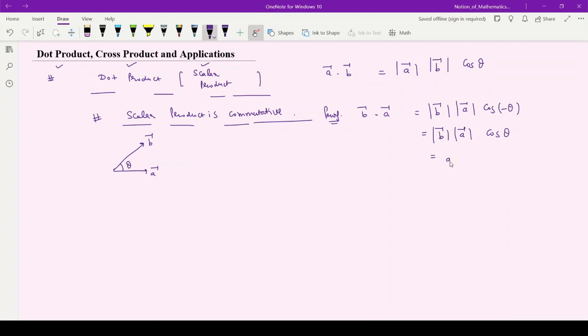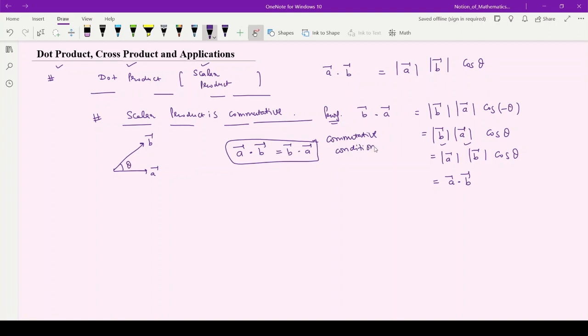We may write it like mod A vector mod B vector. It was actually mod B vector mod A vector into cosine theta. Ultimately it is A vector dot B vector. So what is obtained here? That is A vector dot B vector is equal to B vector dot A vector, and this is the commutative condition of two vectors.